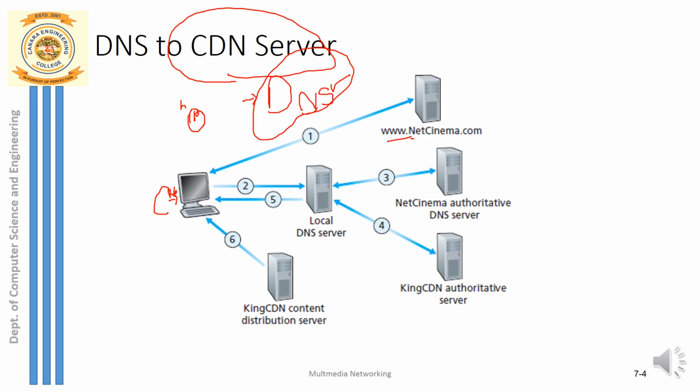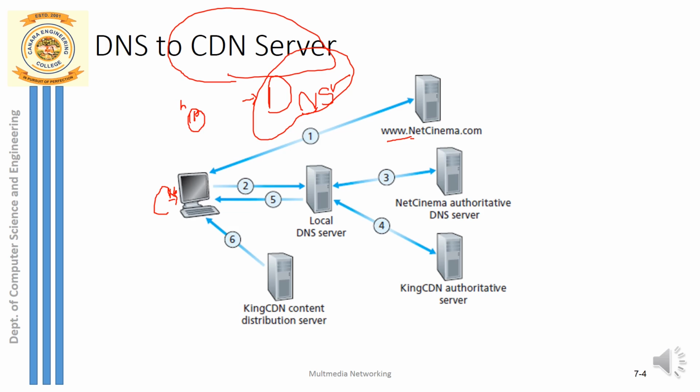And now, the moment he clicks on the video, his request is redirected to the local DNS server. Why? Because now he wants to download and watch that video, so that request should be sent to the remote server. Which server? The netcinema server. But in order to download that video, the request is not sent directly to the netcinema server. Instead, it should be redirected to one of the closest CDN servers.